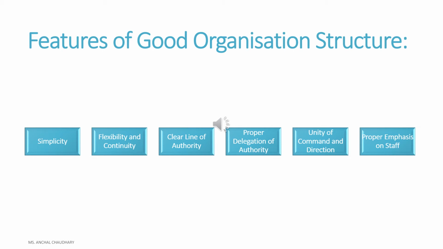Next is flexibility and continuity. Each organization structure should be flexible according to the environment. As we all know, the environment keeps on changing. So there's no use if you are making a static organization structure where you can't make any kind of changes. For example, if we take the current scenario, right now we are all facing some problems due to the corona. If we are not well prepared for any contingencies which can occur, then that organization will suffer loss.